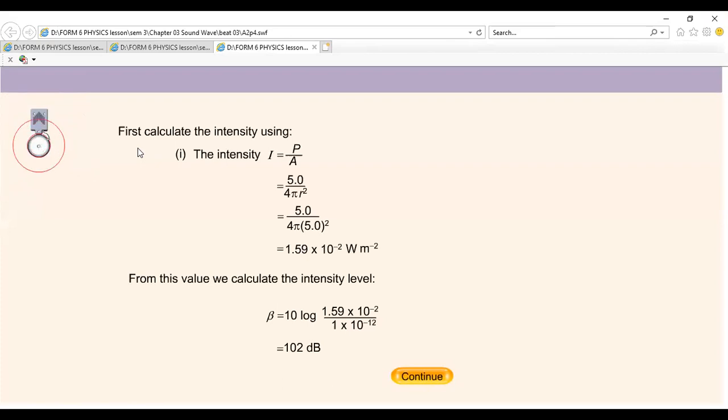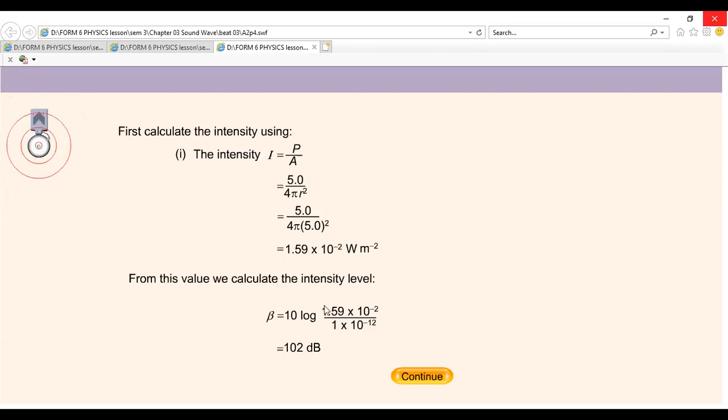First, calculate the intensity. The intensity of the sound, I equal to P over A, power over area. Let's say the power is 5 watt, for example, and we calculate with a radius of 5 meter. So we get, for example, 1.59 times 10 to the power negative 2 watt per meter square.